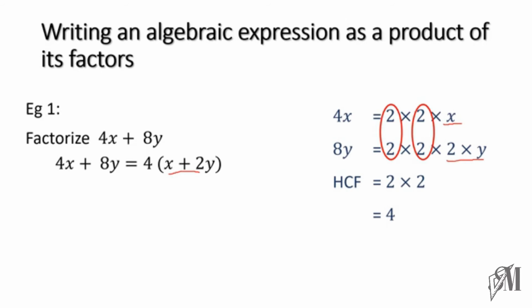Look at this here. 15a plus 3b minus 12. Now once again, I write each term in terms of its prime factors like this. 15a is 3 into 5 into a. Then 3b can be written like this. And 12 can be written as 2 into 2 into 3.